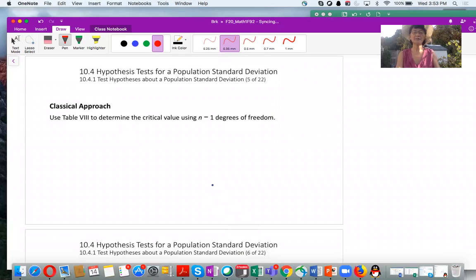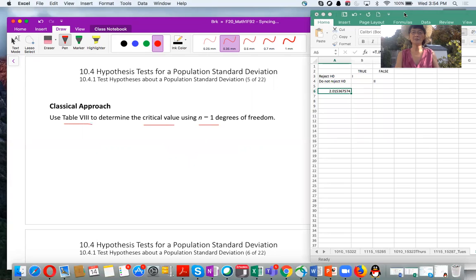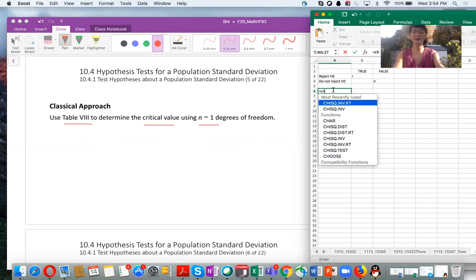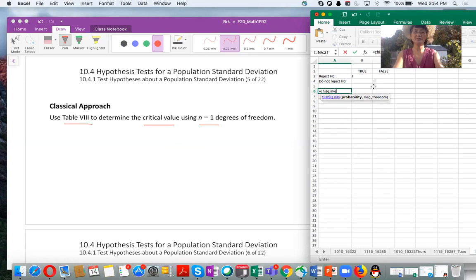Once you have completed the first 3 steps, you can use either classical approach or p-value approach. Now, let's look at classical approach. You need to use a table to get the critical value with n minus 1 degree of freedom. Alternatively, you can use Excel to get the critical value. For example, for the chi-square test critical value, type CHISQ dot INV. INV means critical value, and the probability, for example, 0.05, that is alpha. Degree of freedom, for example, it is 2, and you get this number, the critical value. So that is how you use chi-square in Excel to get the critical value.